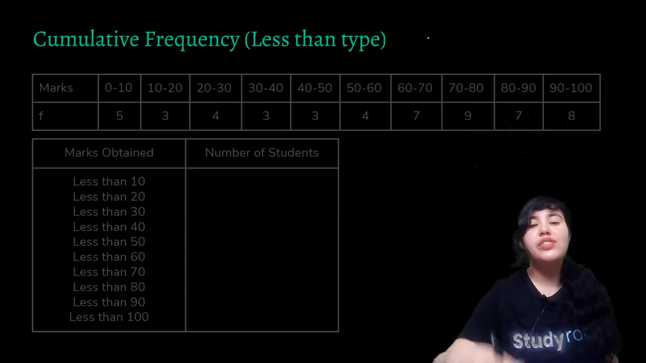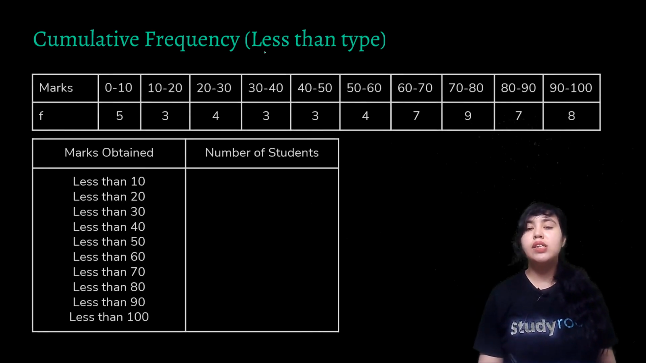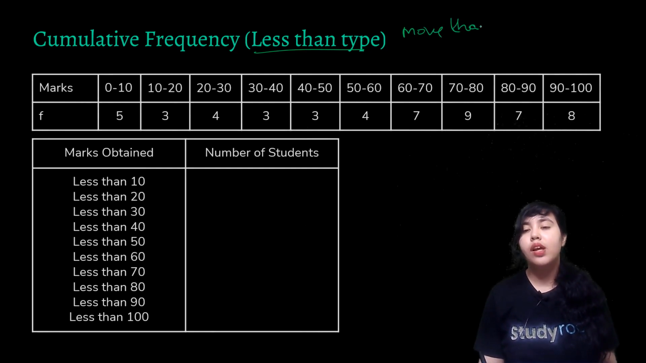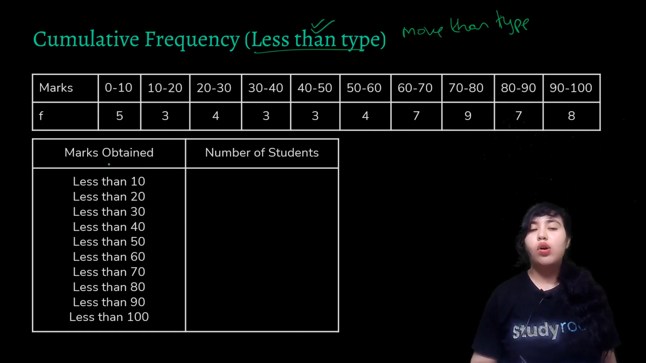Cumulative frequency table can actually be of two types. It could be of less than type or it could be of more than type also. We will first look at this less than type and then we'll move on to the more than type. So marks obtained less than 10. How many students got marks less than 10? That will be 0 to 10, that is 5.